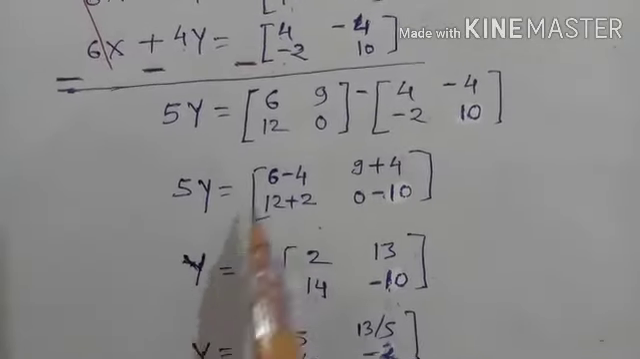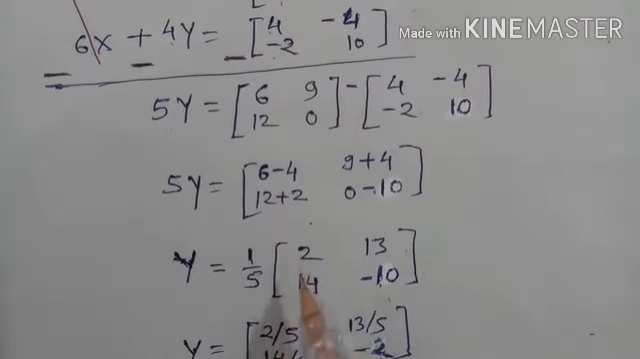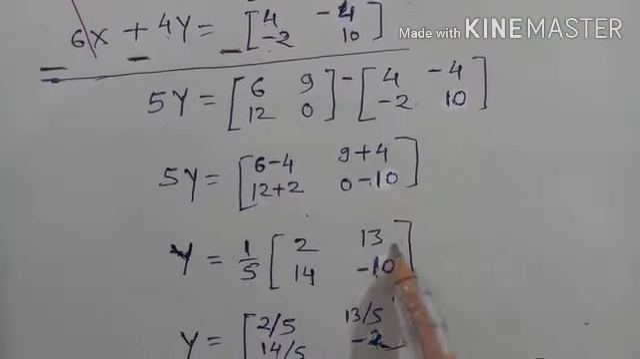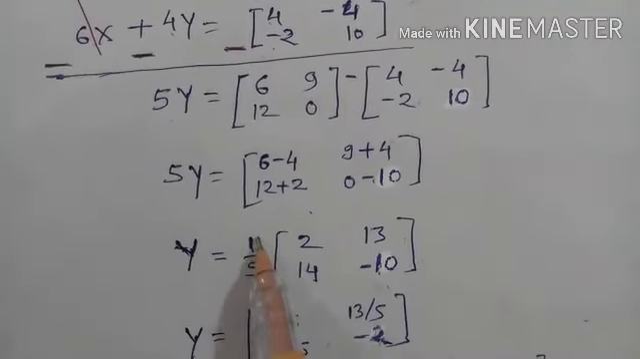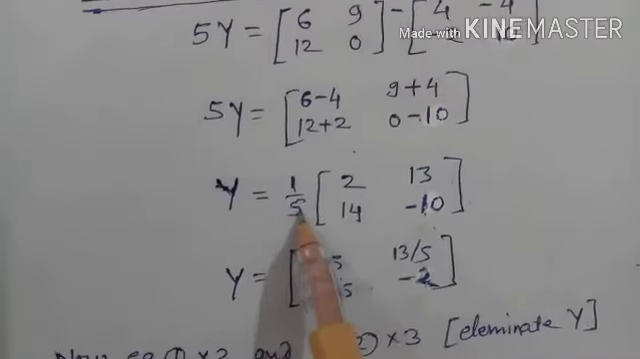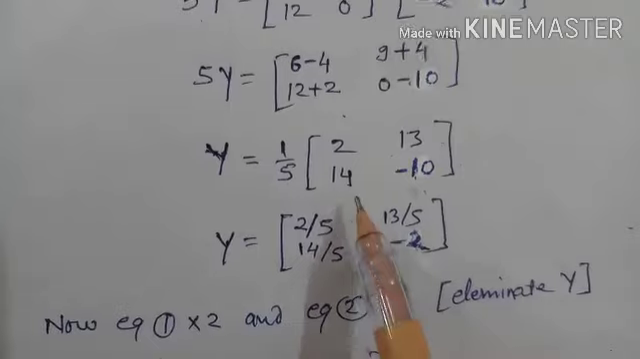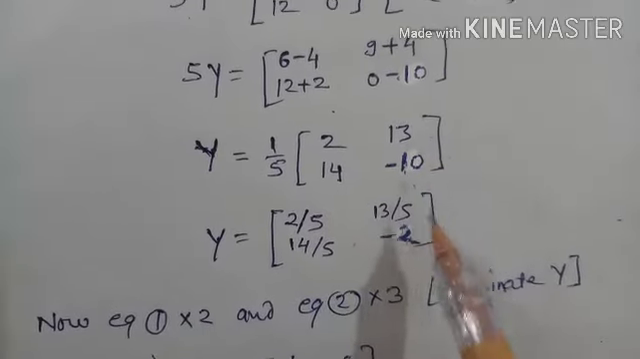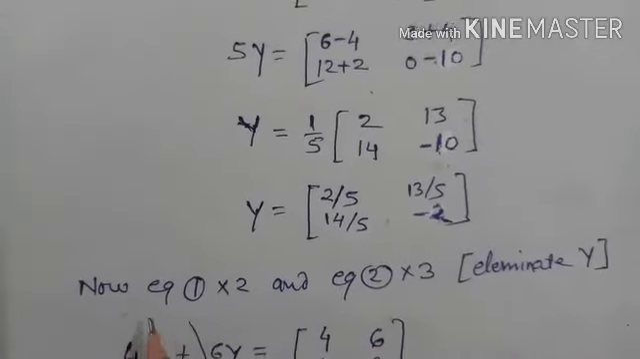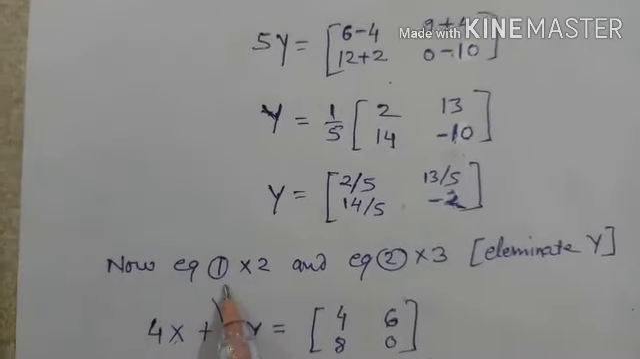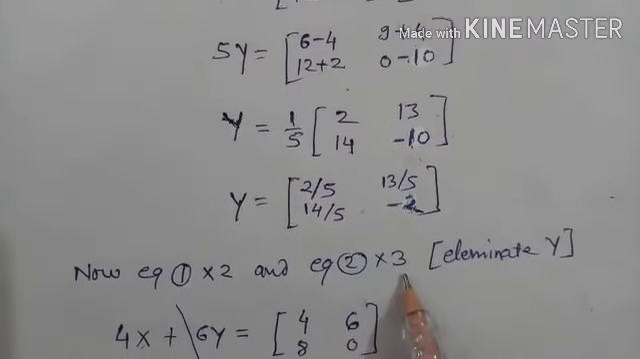So 5Y is equal to 6 minus 4, which means 2, 12 plus 2 is 14, 9 plus 4 is 13, and this is minus 10. This 5 we transfer to the right side, so it will be 1 upon 5. Now every element is divided by this 5. So Y is equal to 2 upon 5, 14 upon 5, 13 upon 5, and minus 10 upon 5, that is minus 2.